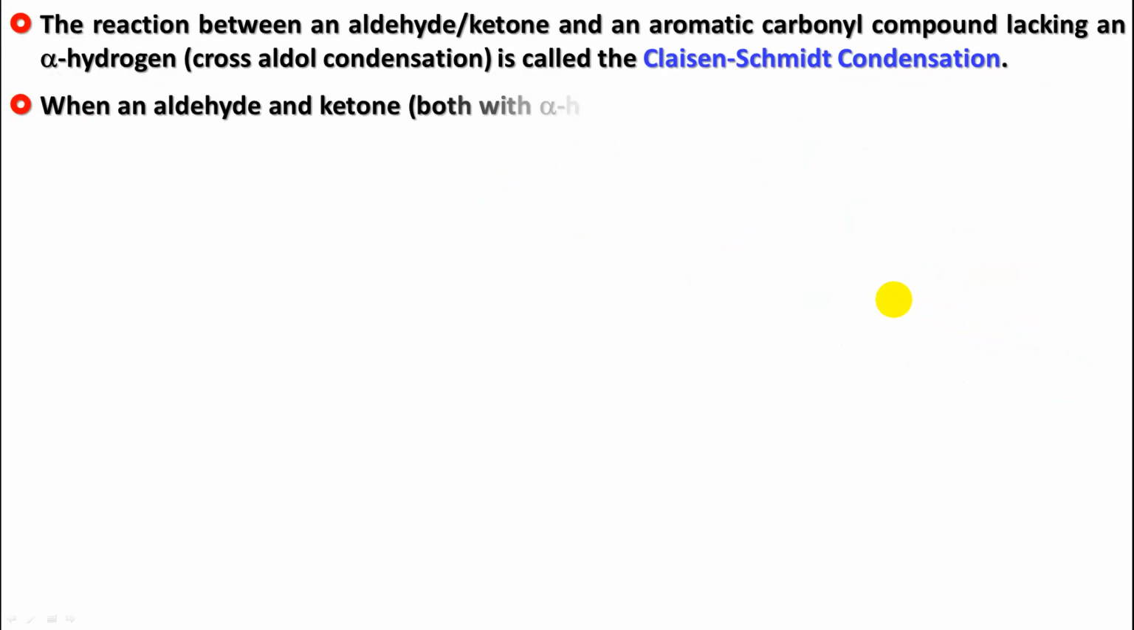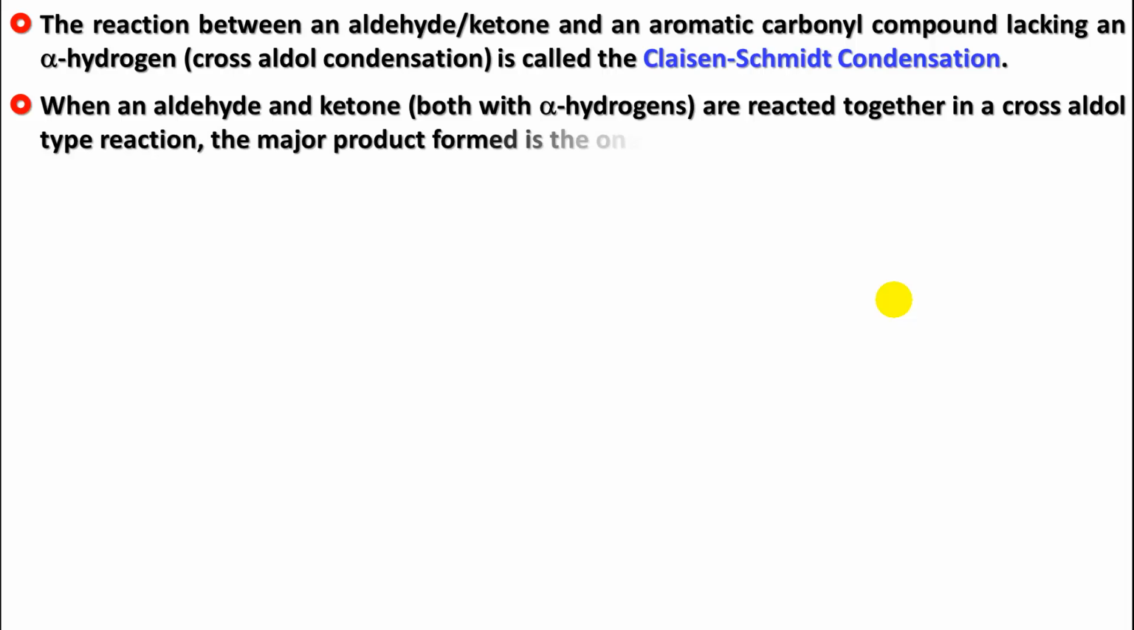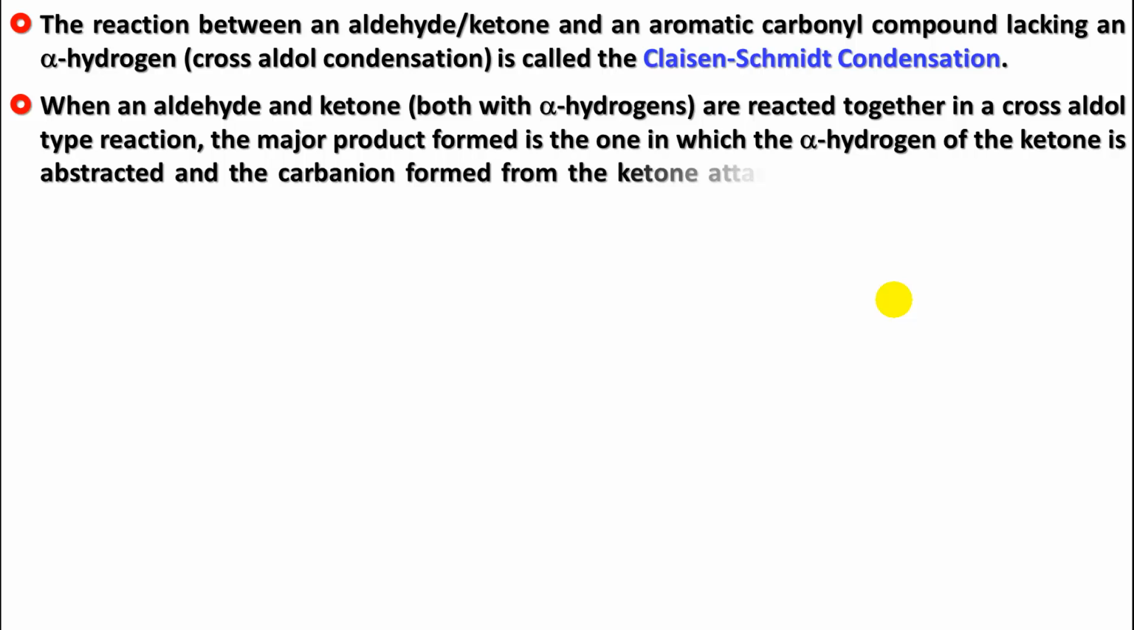So when an aldehyde and ketone, both with alpha hydrogens, are reacted together in a cross aldol type reaction, the major product formed is the one in which the alpha hydrogen of the ketone is abstracted and the carbon anion formed from the ketone attacks the carbonyl carbon of the aldehyde.